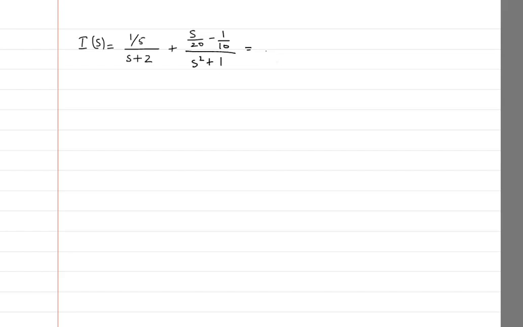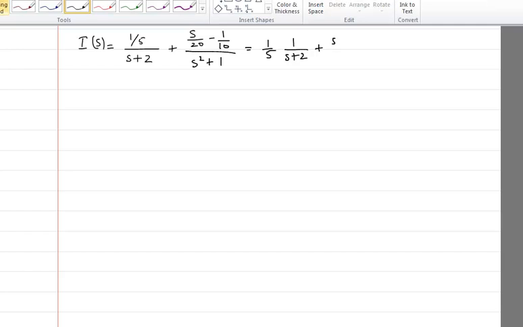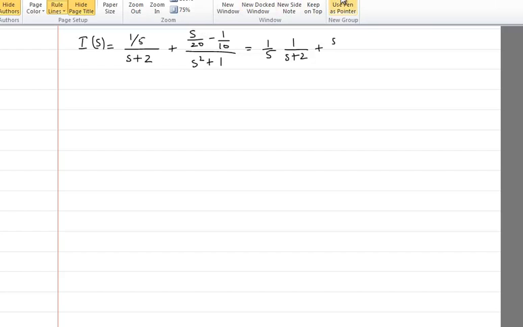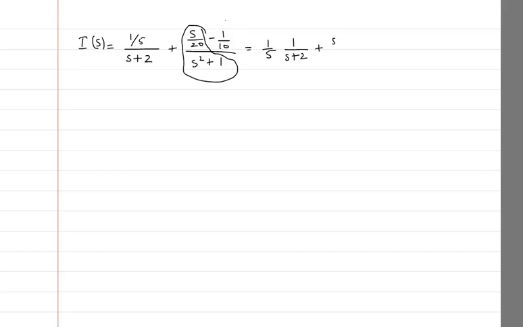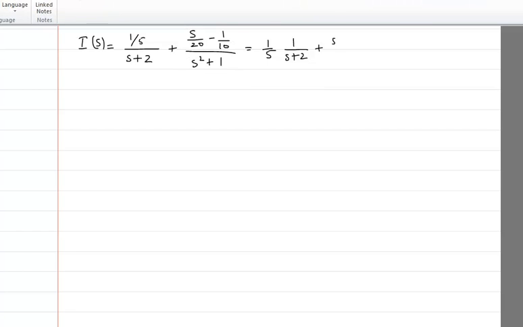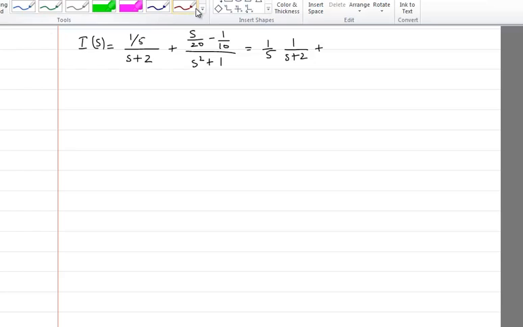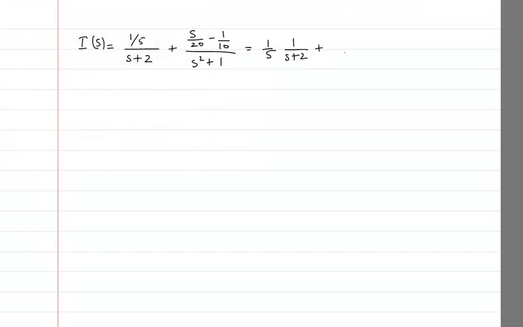Which I can now further split. I can split it like this: 1 by 5 into 1 by s plus 2, plus 1 by 20, because this much I am going to take separately, and this much separately. So it is going to be 1 by 5, then 1 by 20 times s divided by s square plus 1, minus 1 by 10 times 1 divided by s square plus 1.